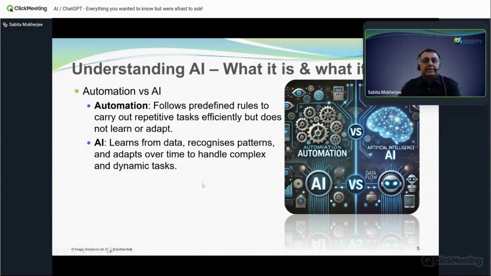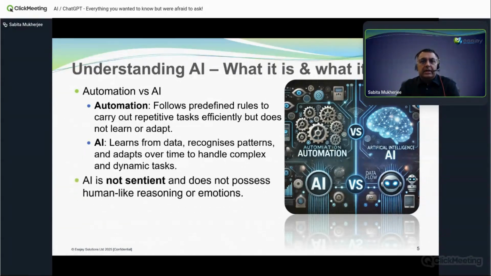However, it is not sentient. It does not possess human-like reasoning or emotions. An example would be automation is your email's out of office reply, whereas AI is a chatbot that understands your customer's tone and adjusts its response.